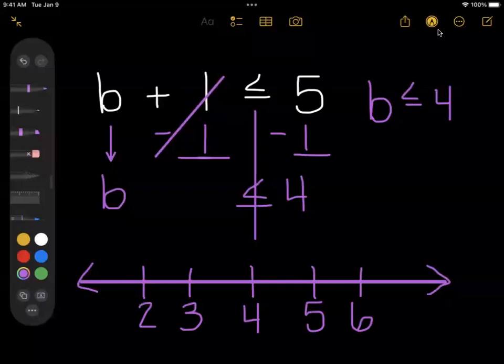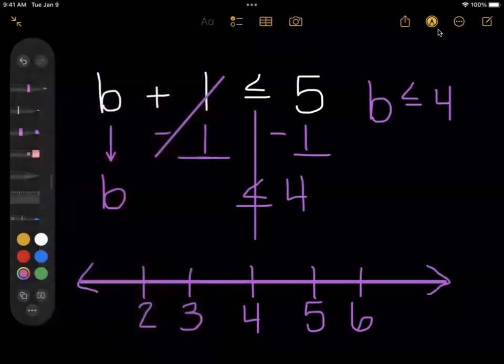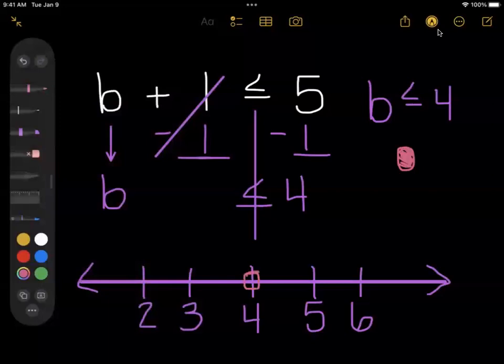What we need to do is mark that number with a circle, and the type of circle we use depends on the symbol. This symbol, less than or equal to, has more lines, so we're going to use what we call a closed circle to mark it. What that means is it's just a circle that's been filled in. So on the number line, I'm going to use a closed circle to mark the number.